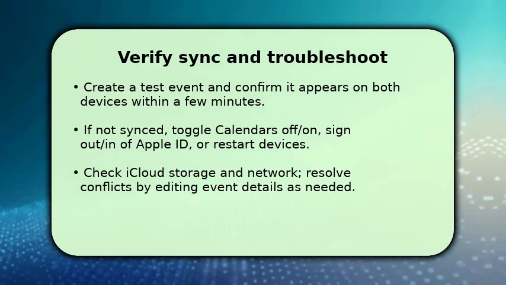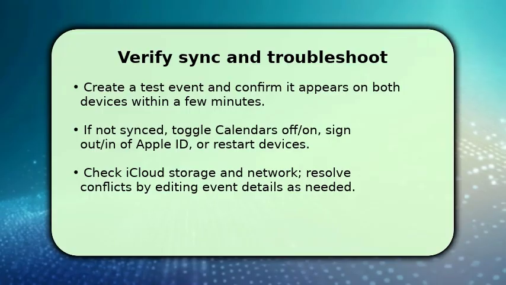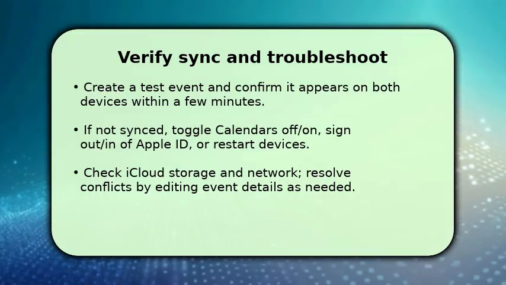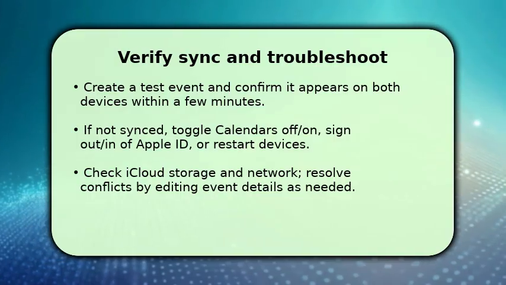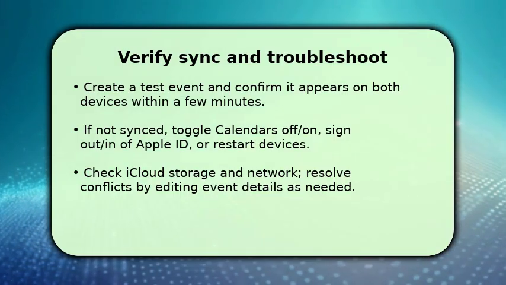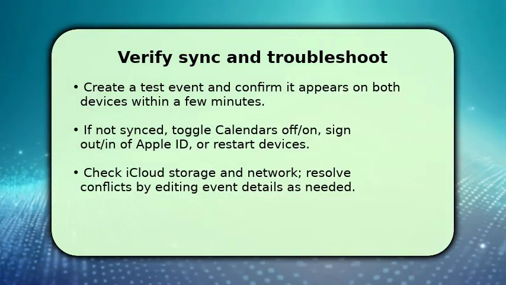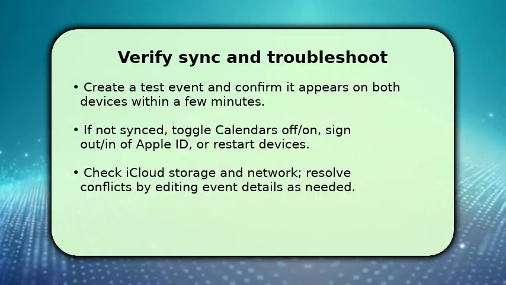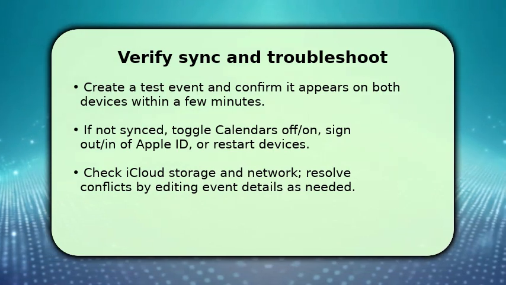If it doesn't, first toggle calendars off and on in iCloud settings, restart both devices, and sign out and back into your Apple ID as needed. These steps reinitiate the sync. Also check iCloud storage and network connectivity, because low storage or poor Wi-Fi blocks updates. If two versions conflict, edit or delete the duplicate event to restore a single canonical calendar.